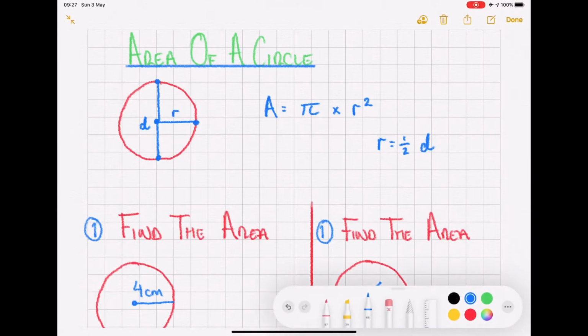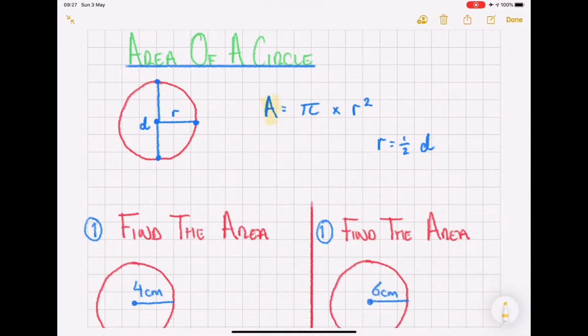But the main thing is this formula. You will need to commit this to memory, but don't worry too much because it will get in there. The area equals pi times the radius squared.